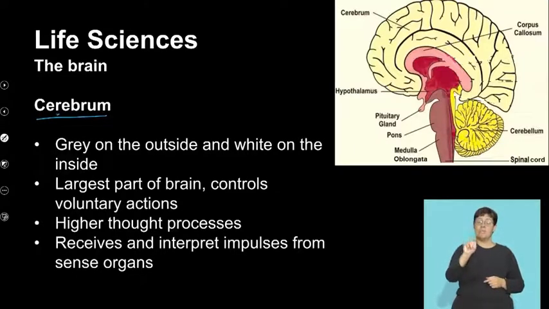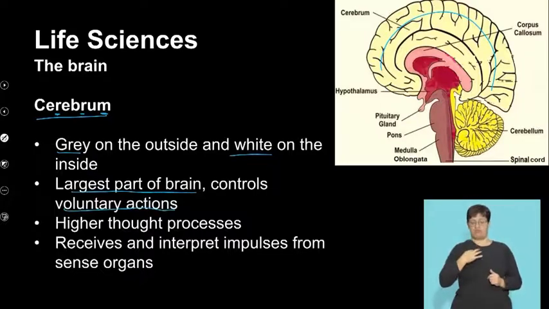Like I said, spelling. Look at the spelling. Now the cerebrum is this big part here of the brain. And it's always gray on the outside and white on the inside. Opposite of the spinal cord. It's the largest part of the brain and it controls voluntary actions.